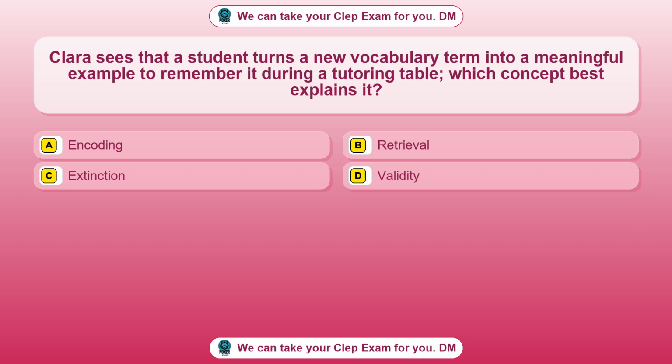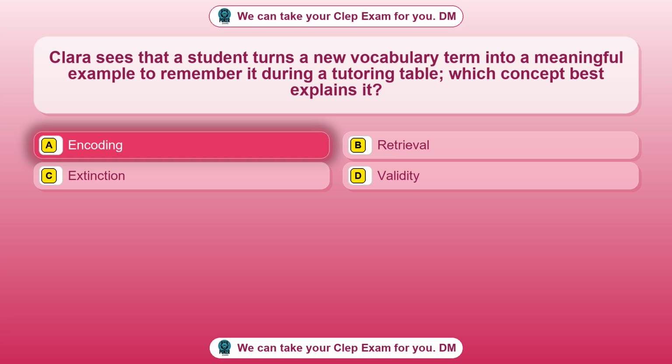Question 36. Clara sees that a student turns a new vocabulary term into a meaningful example to remember it during a tutoring table. Which concept best explains it? Option A, encoding. Option B, retrieval. Option C, extinction. Option D, validity. The correct answer is option A, encoding.